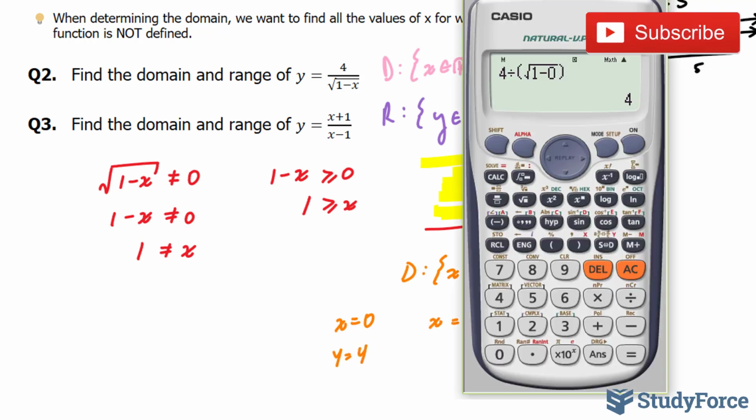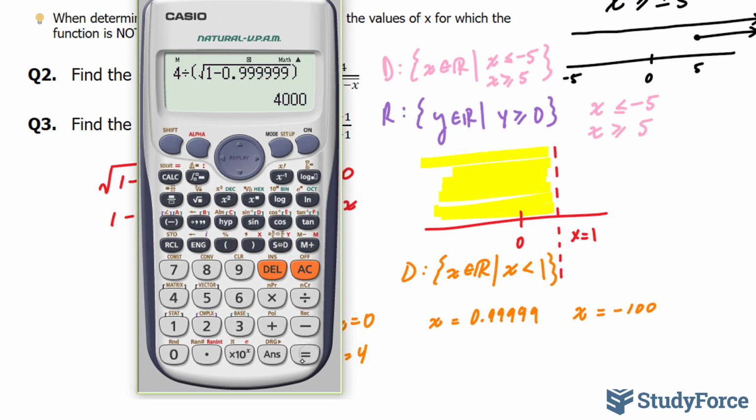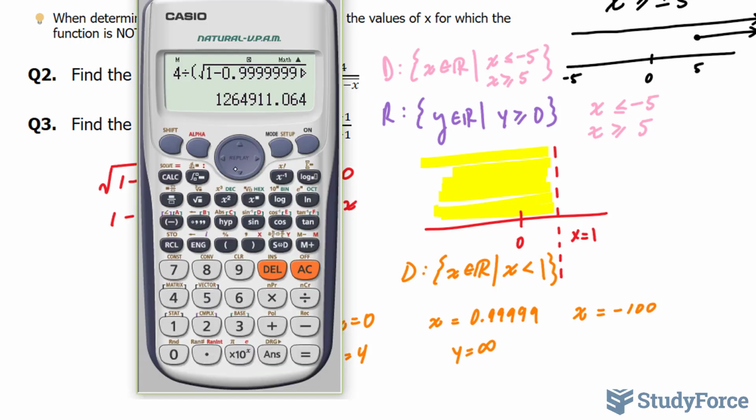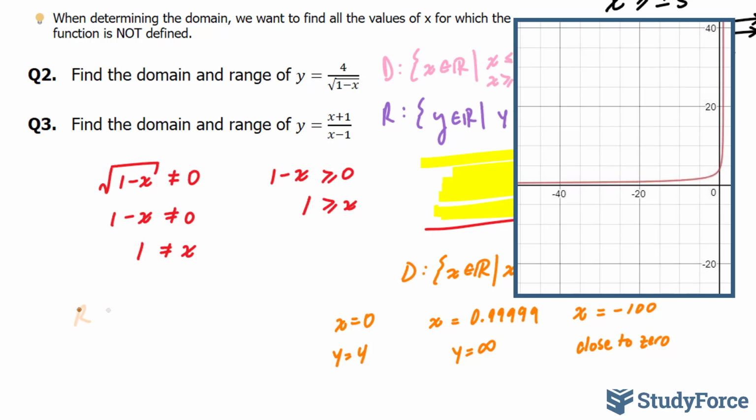Let's see what happens when x is very close to 1 from the left side. We end up with a fairly large y value. Let's choose an even bigger value. And y continues to increase. So we can assume that y goes to infinity. And let's choose a very negative number, negative 100. We get a fairly small y value. And just to be extra cautious, y continues to get smaller and smaller, but never quite approaches 0. This tells me that my range consists of all real y values such that y is greater than 0.